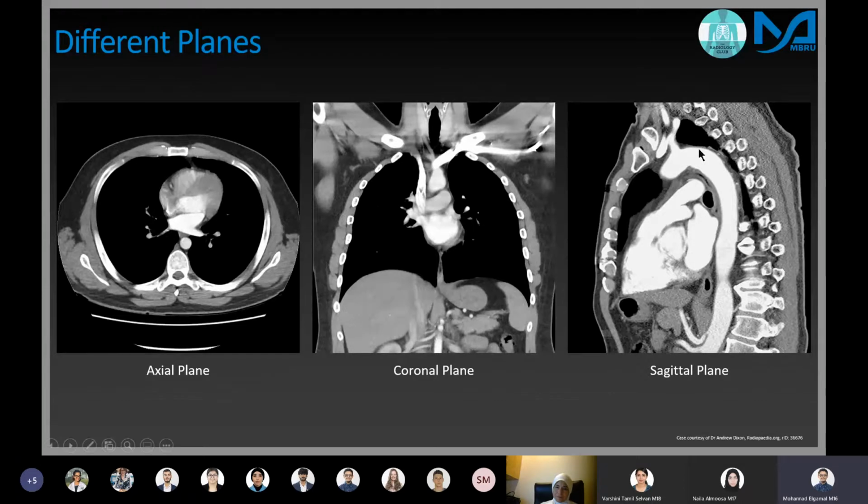So I wanted to ask, does anyone know what this structure is here, the one I'm following with my cursor? You can type it out or just unmute your mic. Anyone? Can you show it again, Mohannad? It's this one over here. It's on the sagittal plane. Let's see, descending aorta. Exactly, you have descending aorta and part of the arch of the aorta.